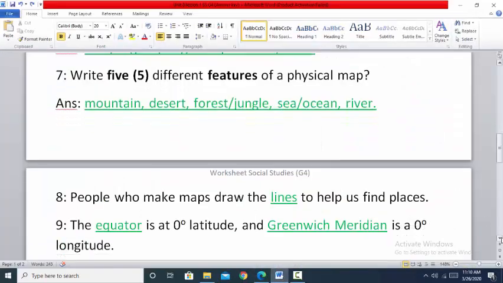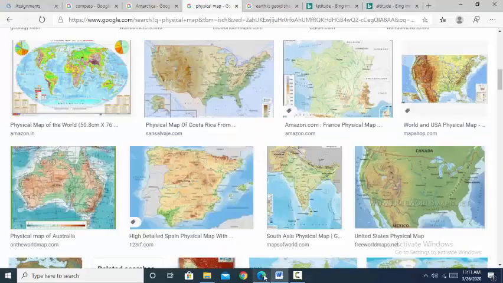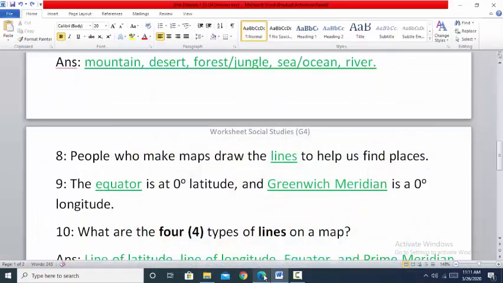Number 8, people who make maps draw the lines to help us find places. So how can I find places? If you look at these maps, you can find some lines. What are these lines referring to? They refer to the different places and countries all around the globe. That's why people who make maps draw the lines, to help us find places.